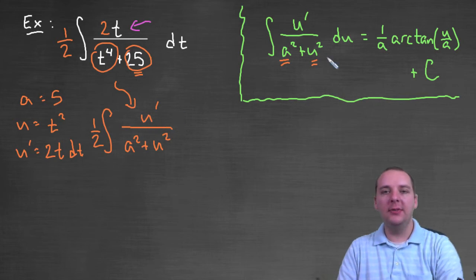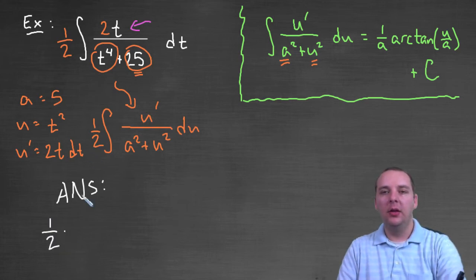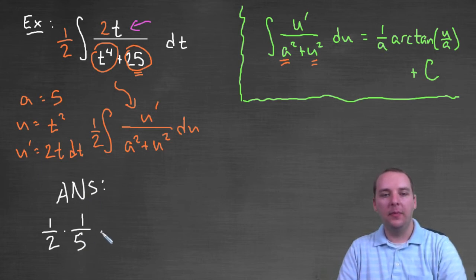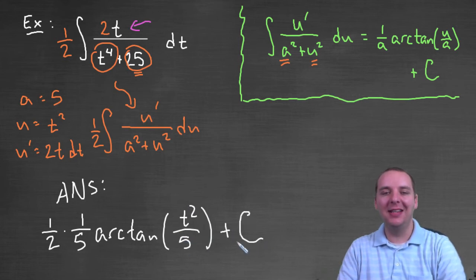Okay, and this fits the template perfectly now. We can put a du here at the end if we want to be careful about how we're writing this. And so we compute the integral, and the final answer would be 1/2. That's this tag-along 1/2 that's already on the outside. We would have a 1 over a, right? 1 over a, so 1/5 arctan of u over a plus C, because it's an indefinite integral.